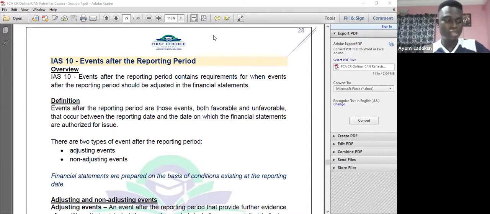We also said whenever an asset is held for sale, it is subject to annual impairment review. It must be presented separately on the face of the financial statements, and it is no longer depreciated. We also moved to discontinued operations, where we said a discontinued operation is a component of an entity that has either been disposed of or is classified as held for sale.